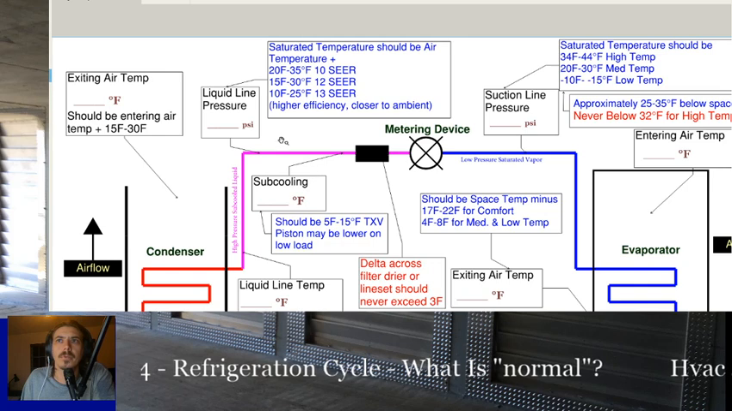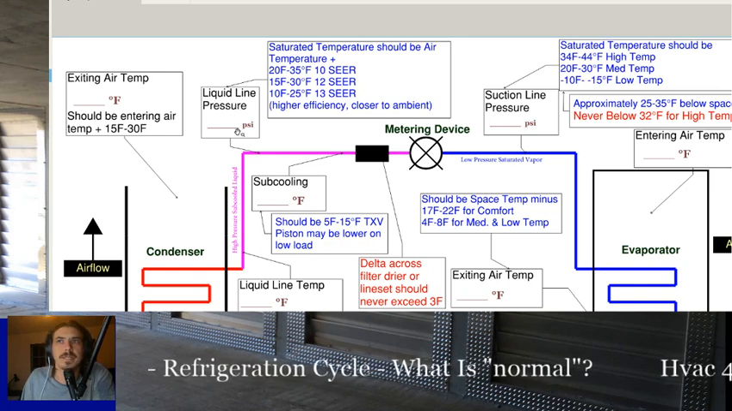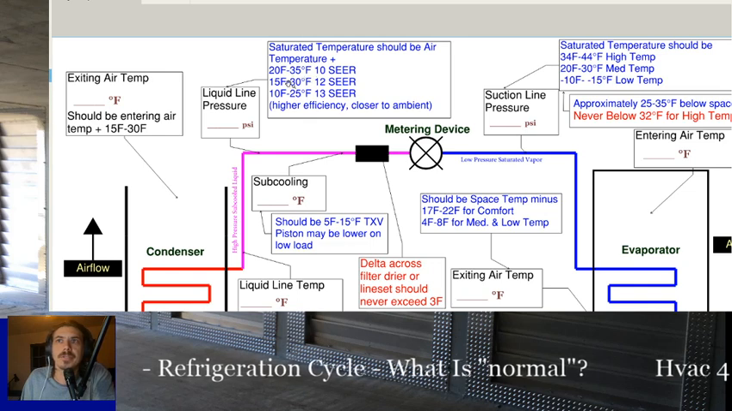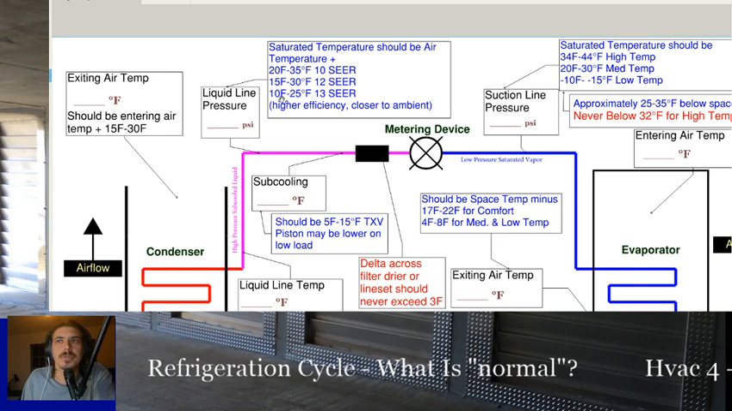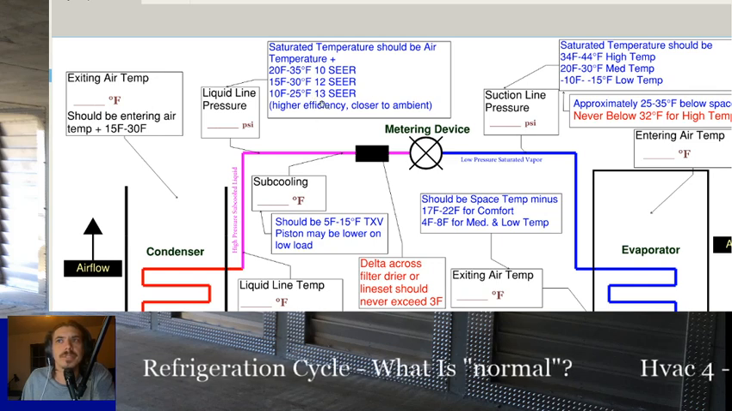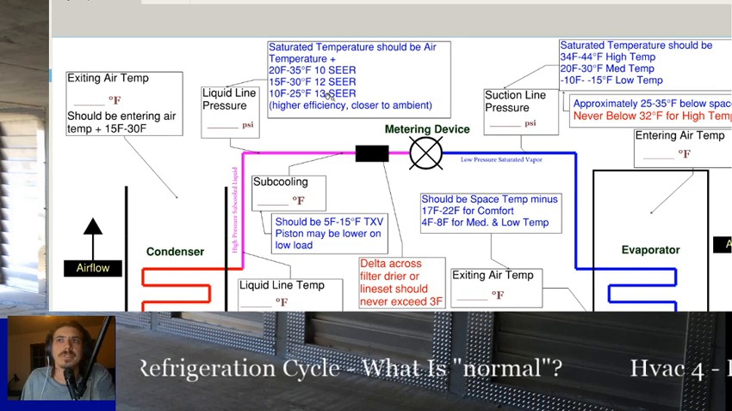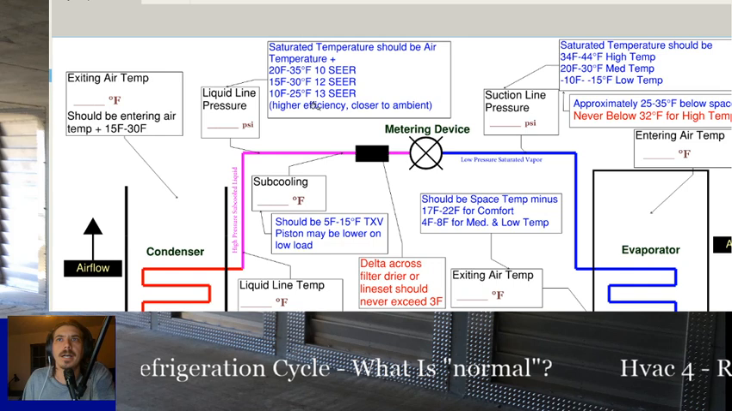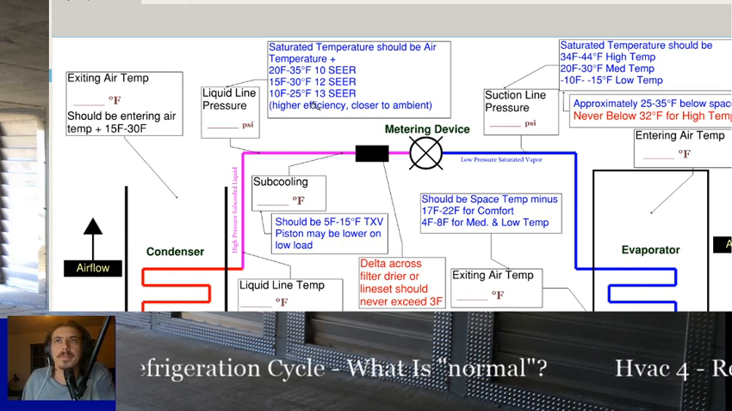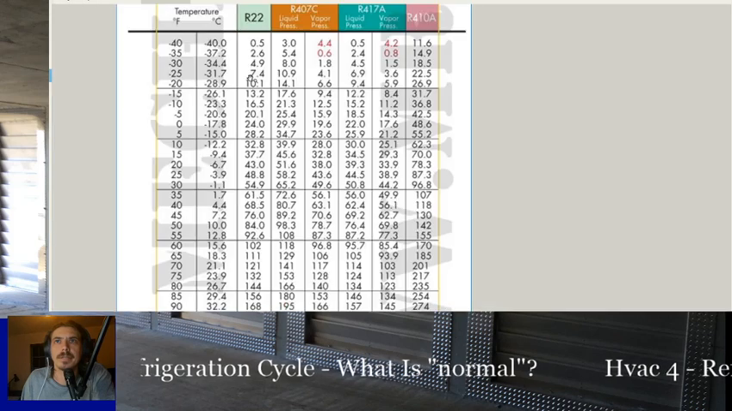The liquid line pressure or the saturated temperature of the refrigerant in the liquid line should be air temperature plus 10 to 25 degrees or so. We're generally in the 13 SEER range nowadays. You might run into an older system that's 10 or 12 SEER, but you're generally looking 10 to 25 degrees higher. So what's that mean? Let's do an example real quick, just so we understand.